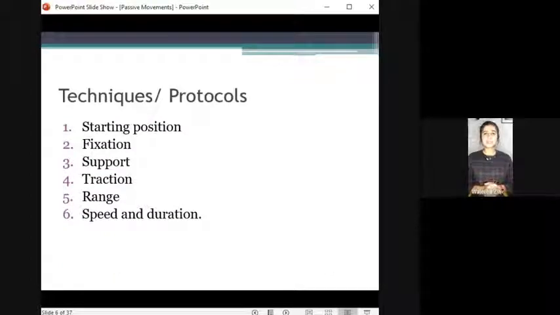Now the techniques and the protocols. There are 6 techniques or the protocols, both are the same, technique or the protocols. The first one is the starting position, the second one is the fixation, the third one is the support, the fourth one is the traction, the fifth one is the range of motion, and the sixth one is the speed and duration. We'll study each type of protocol one by one.